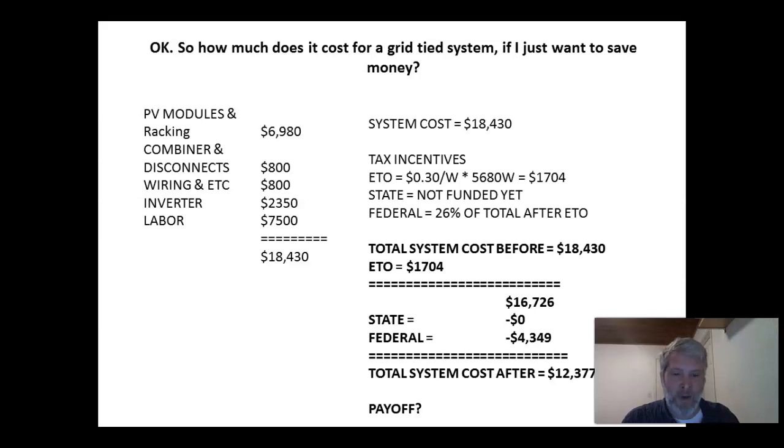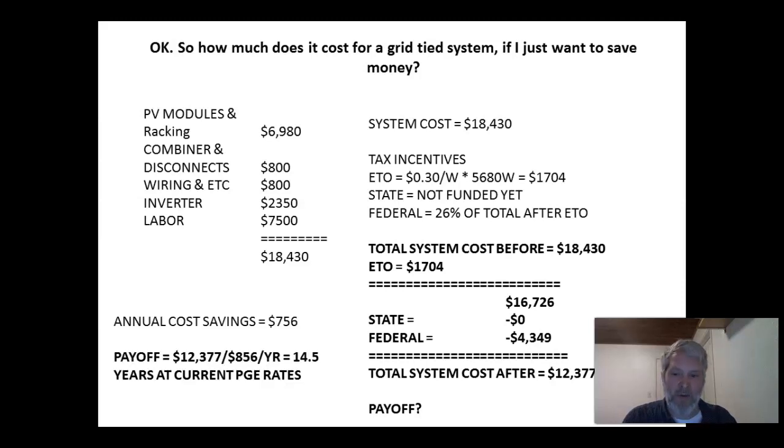So the total system is $18,430. We get $1,704 from ETO. We don't get anything from the state with this incentive, and then we get $4,349 from the Fed, and so our total system is $12,377.